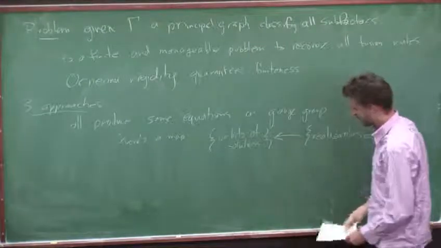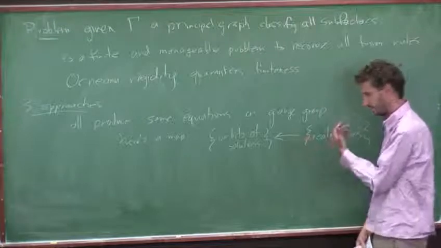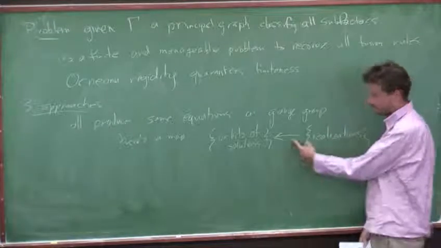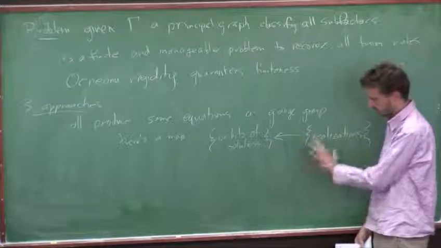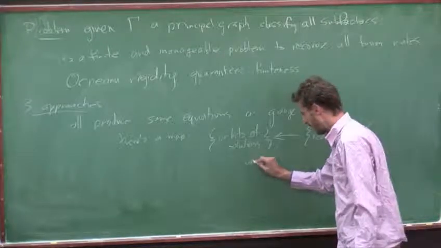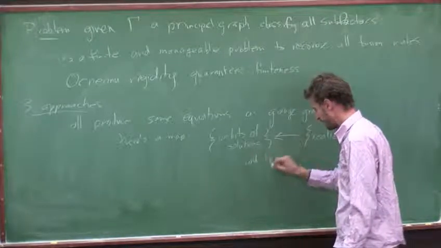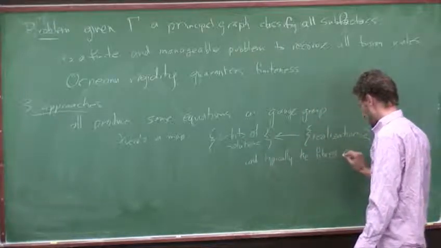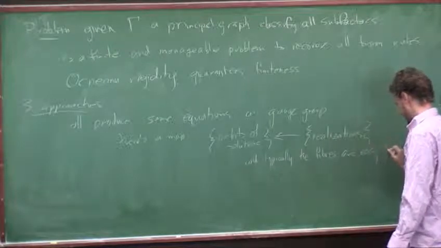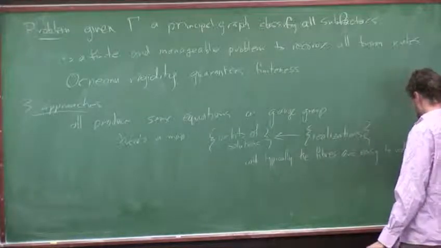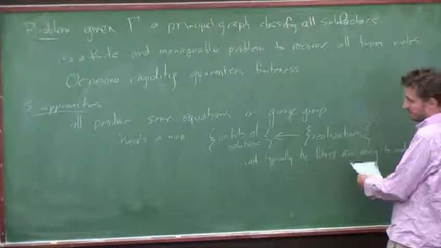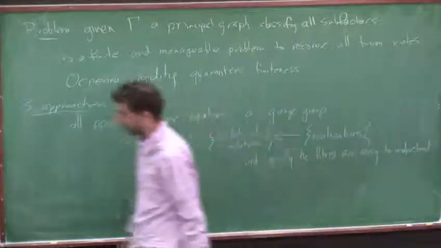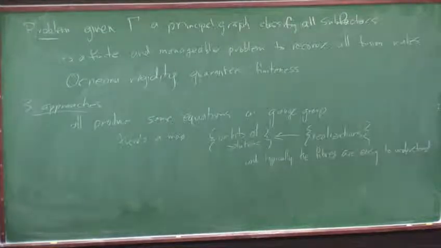And in these different approaches, we get different sorts of maps here. In the simplest, most straightforward case, this is just an isomorphism, but in other cases, we just have a map, and you still need to understand the fibers of that map. But typically in these three approaches, the fibers are easy to understand. So you reduce the problem just to solving some equations and identifying the orbits of solutions. So what are these three approaches? Well, one is just to write down the pentagon equations for the 6j symbols.